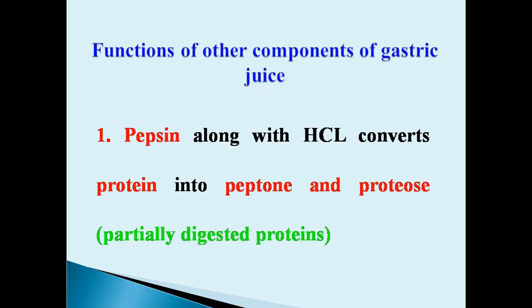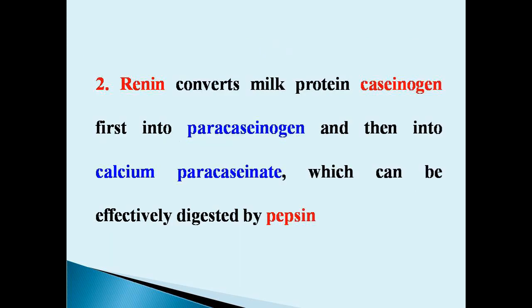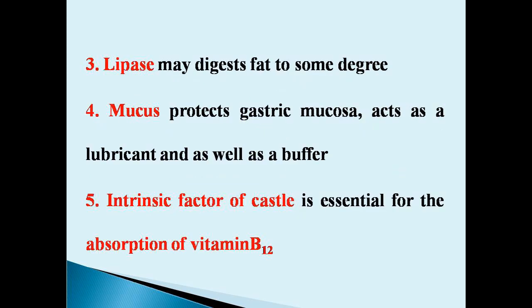Now the functions of other components of gastric juice. Pepsin along with hydrochloric acid converts protein into peptone and proteose, which are the partially digested proteins. Gastric renin converts milk protein, that is caseinogen, first into para-caseinogen and then into calcium para-caseinate, and this calcium para-caseinate can be effectively digested by the enzyme pepsin. Gastric lipase may digest fat to some degree.